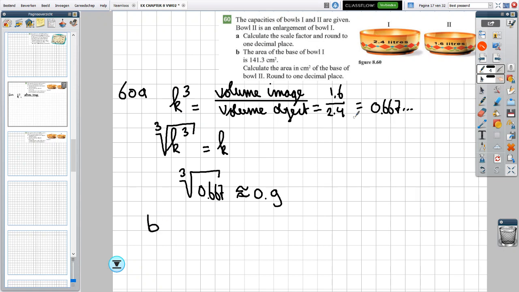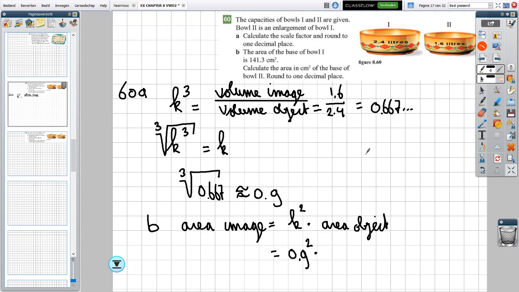At B, the area of the base of ball 1 is 141.3 square centimeters. Calculate the area of the new one. Area. For area, we have to use k squared. So the area of the image, the new thing, is k squared times the area of the object. We know k, we just calculated that, 0.9 approximately, times the area of the object, 141.3.